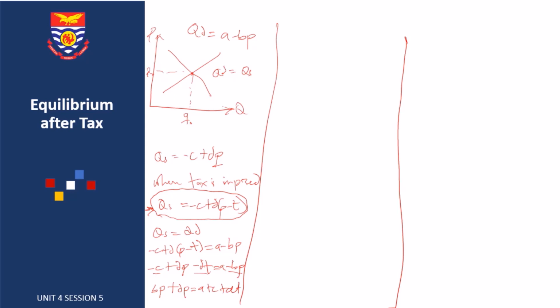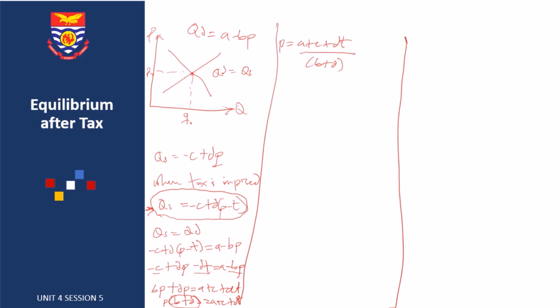Now I want to make P the subject. I factor P out. I have B plus D, bracket, equal to A plus C plus dT. Since I want to make P the subject, I have to divide both sides by B plus D. So my equilibrium price will be A plus C plus dT over B plus D. That is what I am going to get for the equilibrium price.